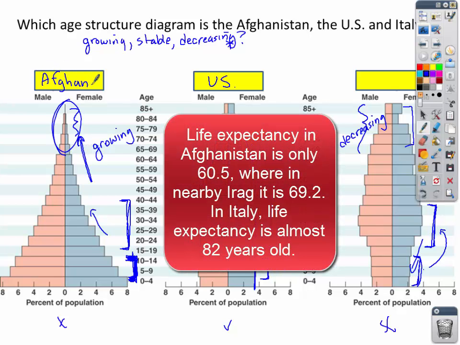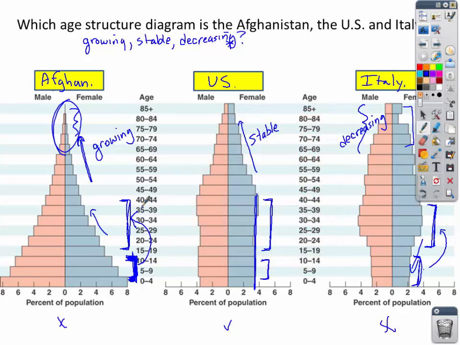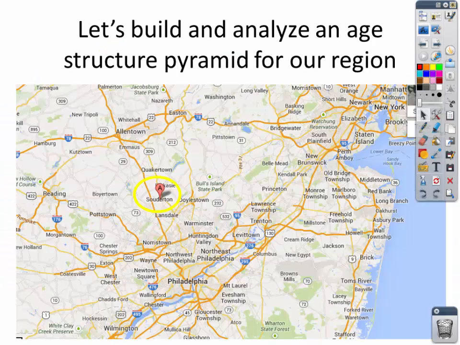Afghanistan and Italy. What can you see for the future of Afghanistan? I see a growing population with the next generation having lots of reproductive age people, which is going to produce a lot more offspring. So Afghanistan is in a place in their history where they're growing. All right, the United States is stable, and unfortunately Italy is experiencing this decrease in population, represented by the age structure pyramid. Okay, let's move on here.